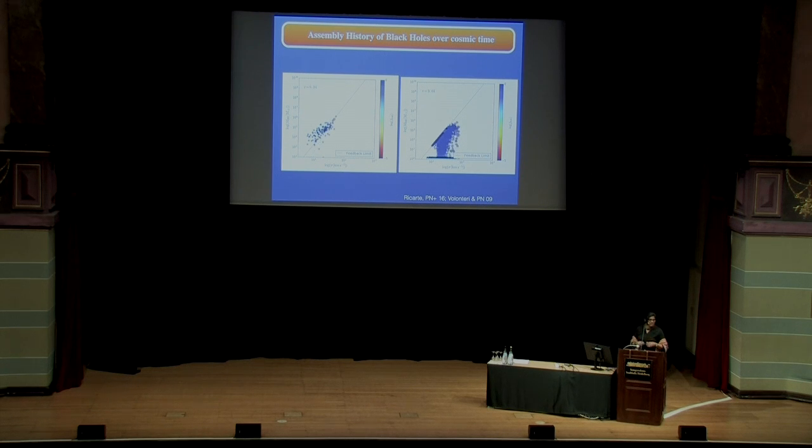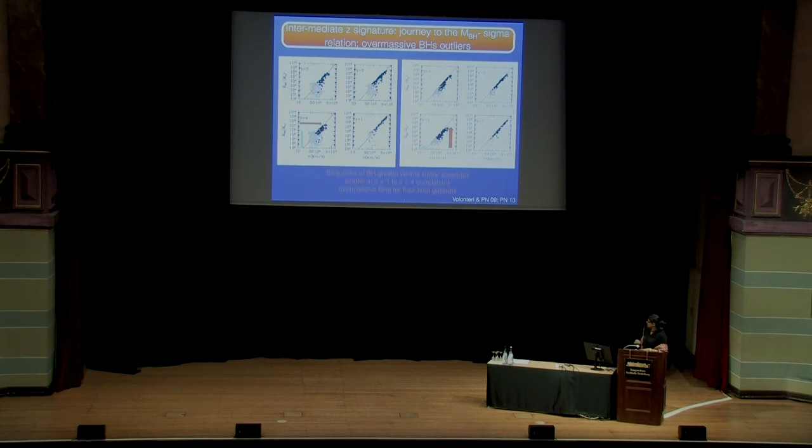So with a combination of several physics possibilities as well as initial conditions, we can start populating the M-sigma relation. And depending on the seed models, you actually get very, very different predictions for the scatter, and that is because of the growth.